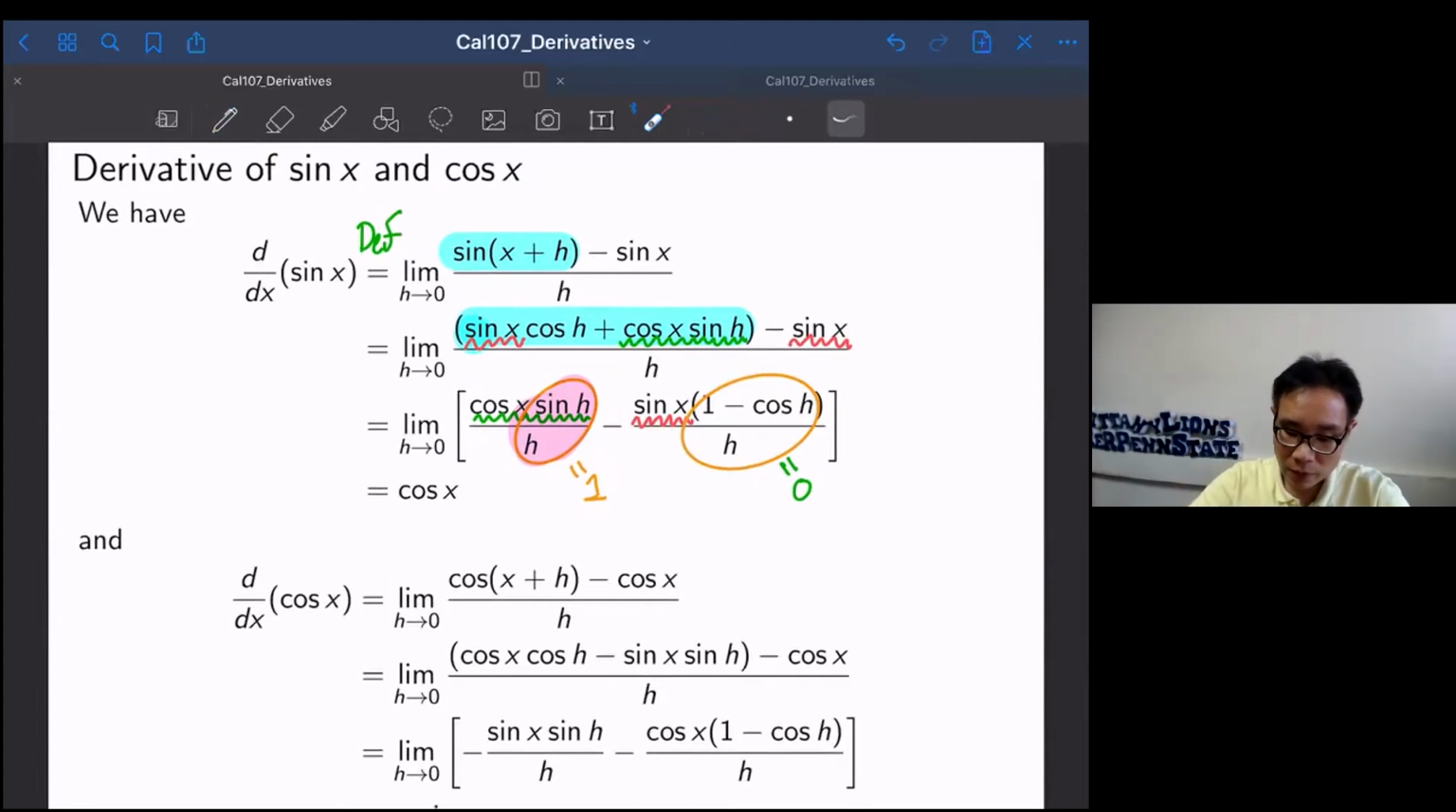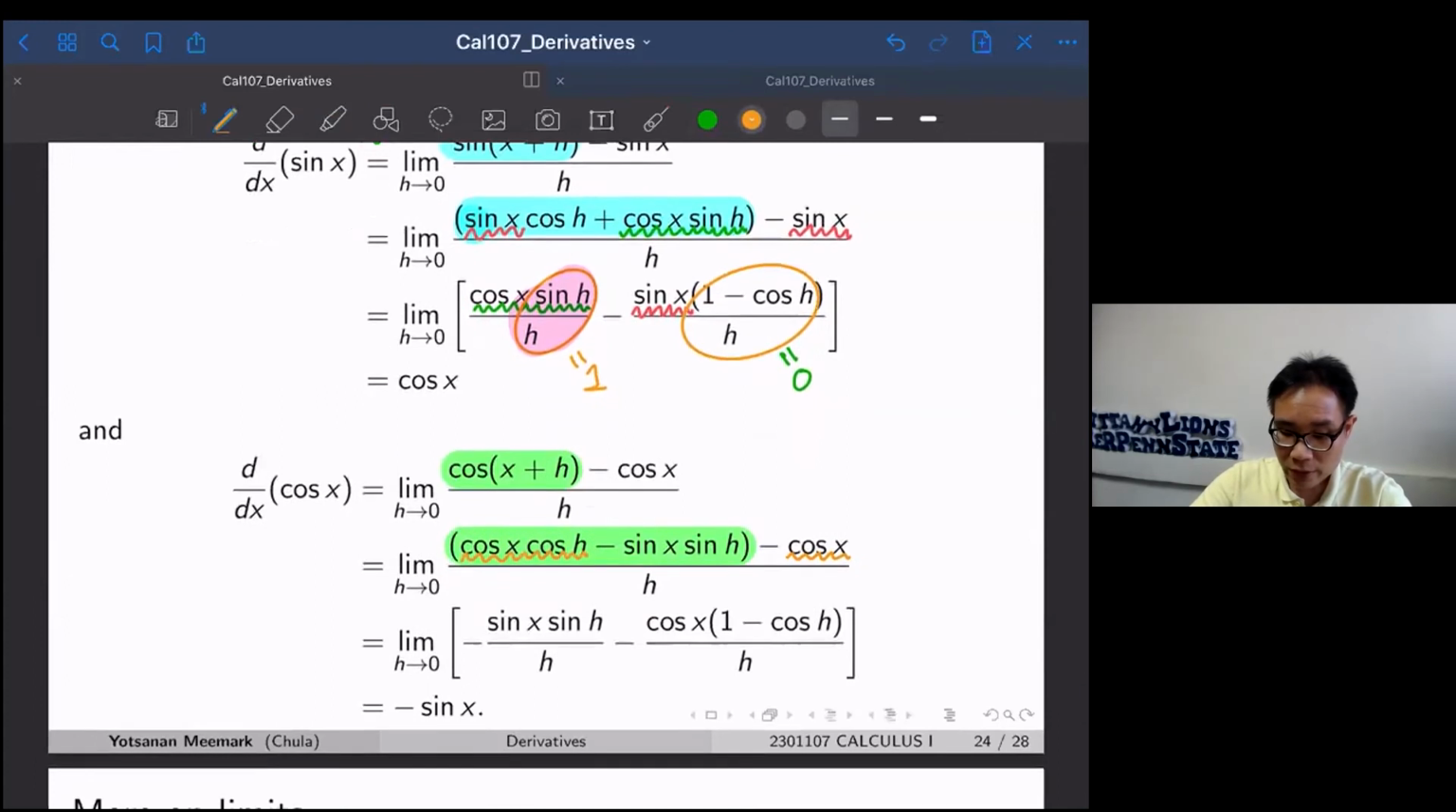And in a similar way, you differentiate cos. Okay, so you differentiate cosine, you use the same formula. It's going to be cos of x plus h minus cos x over h. And the cos of x plus h turns out to be, using the trigonometric identity, cos x cos h minus sine x sine h. Okay, and then you're going to group this one. So you have cos x cos h minus cos x.